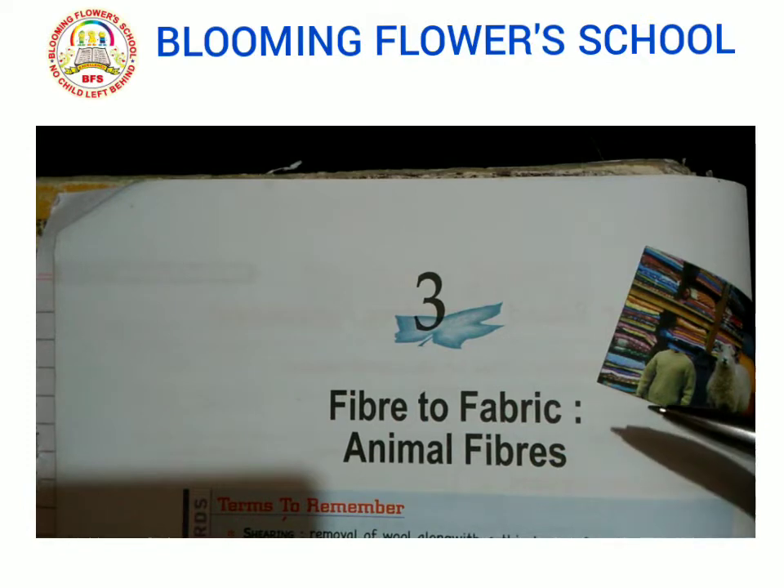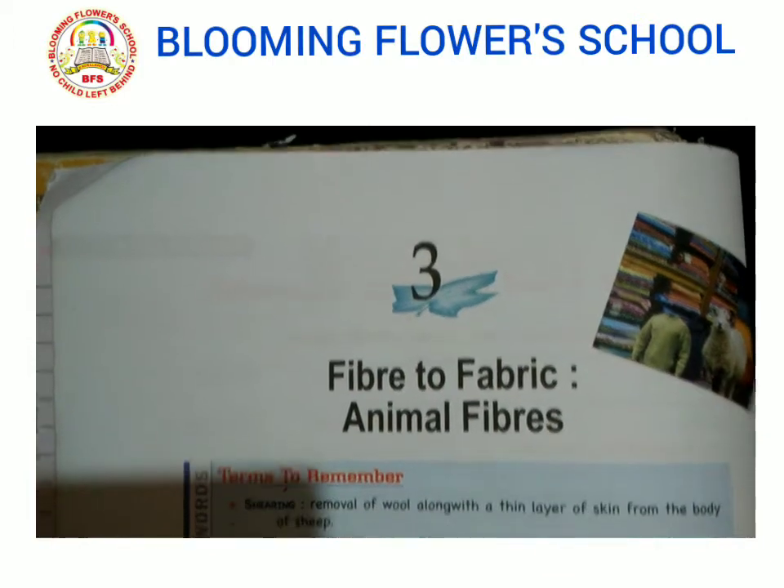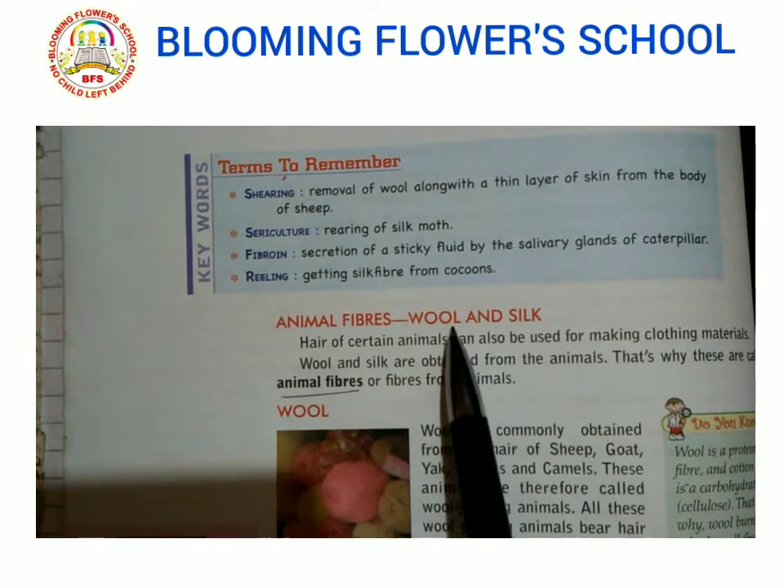Any guesses from which kind of animals we get these fibers? Yes, we get different kinds of fibers like wool, silk and all from your sheep, goat, yak, rabbits and camels. From these animals we get what? We get wool. So animal fibers: wool and silk.